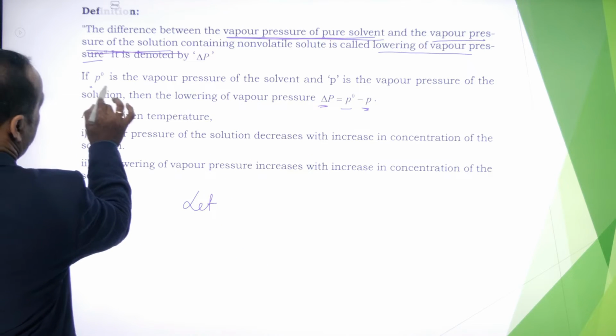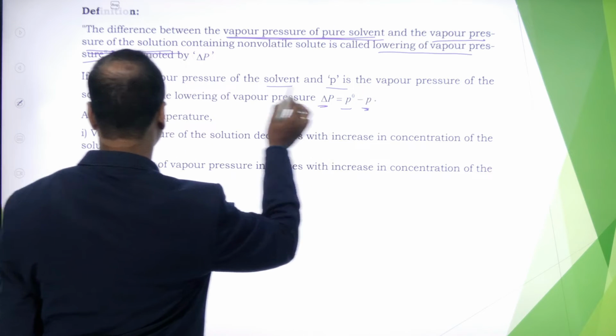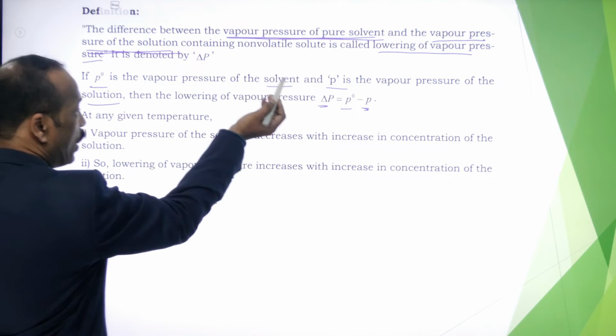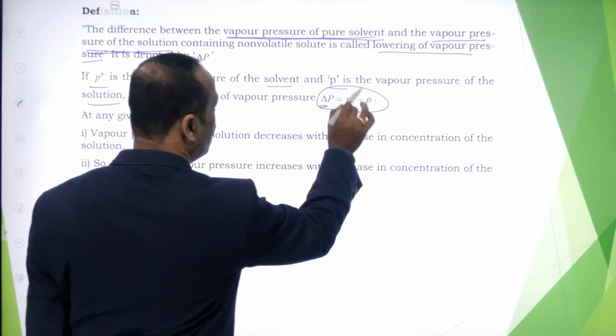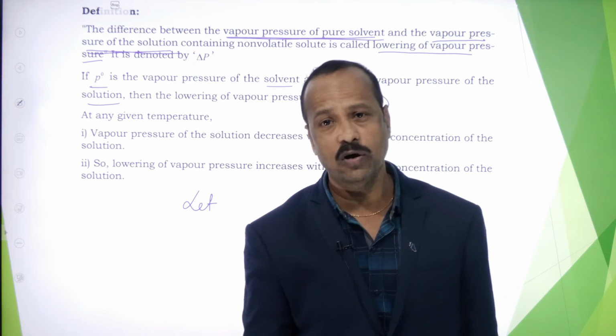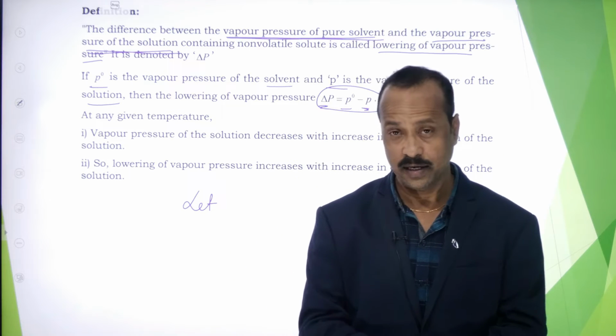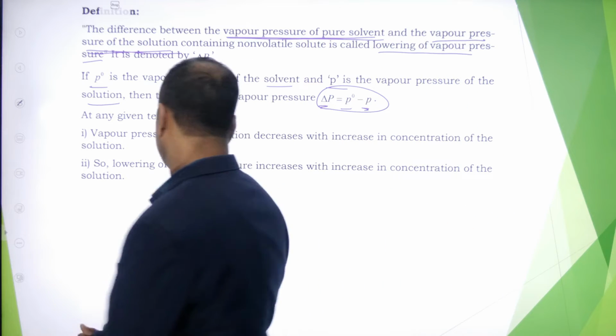So, see here, if P naught is the vapor pressure of the solvent and P is the vapor pressure of the solution, then the lowering of vapor pressure is Delta P equals P naught minus P. That's all. This is called the lowering of vapor pressure. Clear? Any doubt?